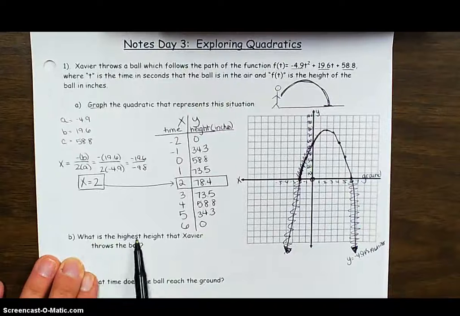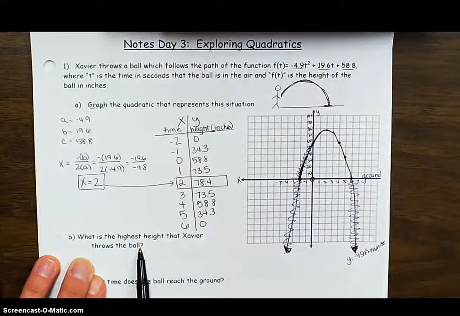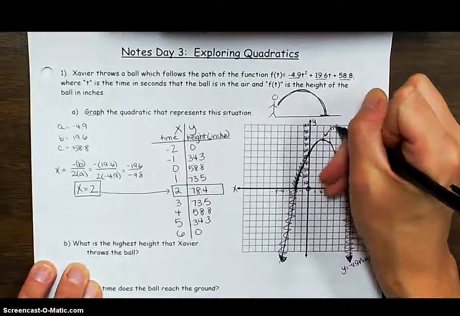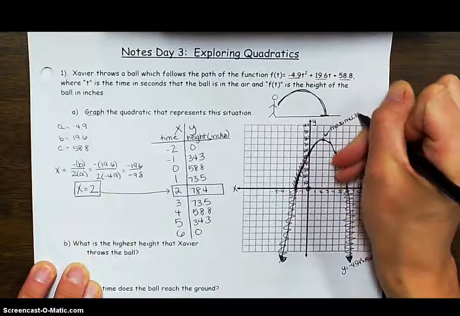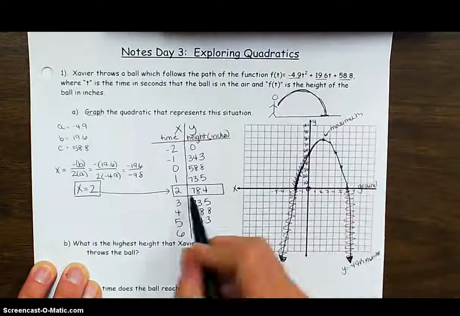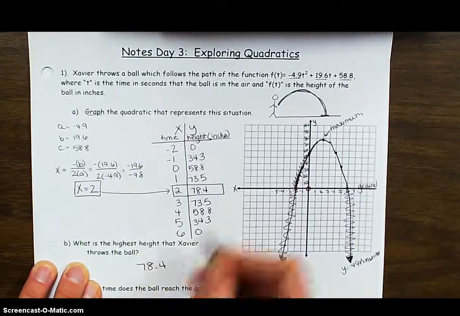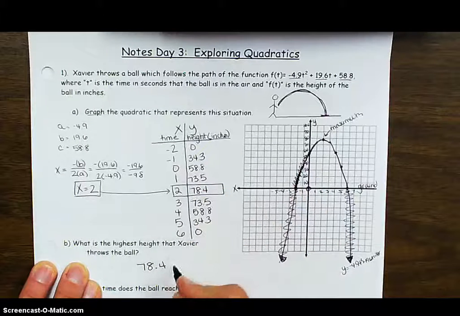So what is the highest height that Xavier throws the ball? Well, the highest height is going to be right here. This is our maximum. And let's take a look. So let's go to our table of values. Our maximum, what's the highest height? It is 78.4. Now remember, the height was in inches.